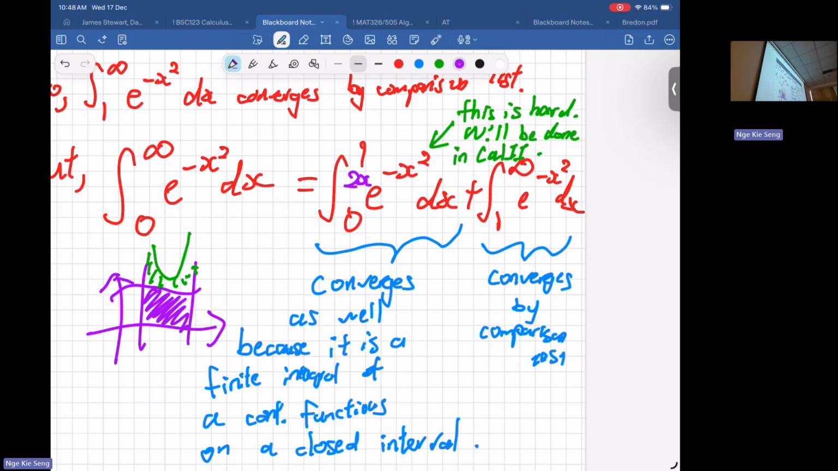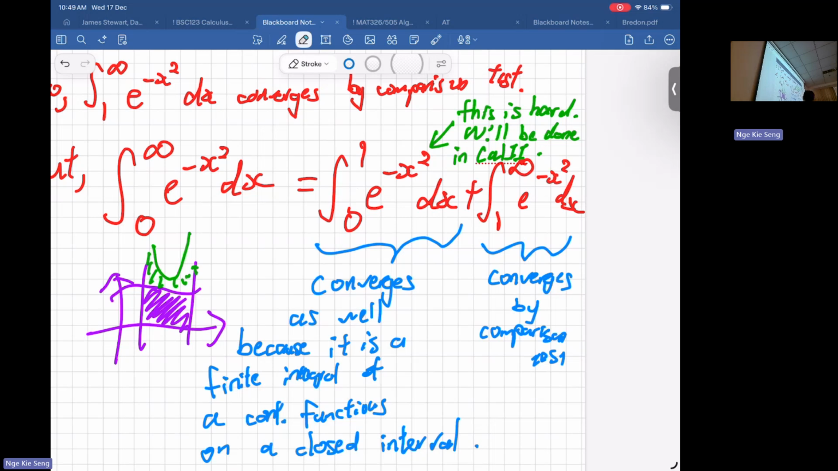In fact, this has to be done through polar coordinates. It's easier. I don't think you can do it by parts, right? By parts will make this even weirder, more complicated. Any questions so far?